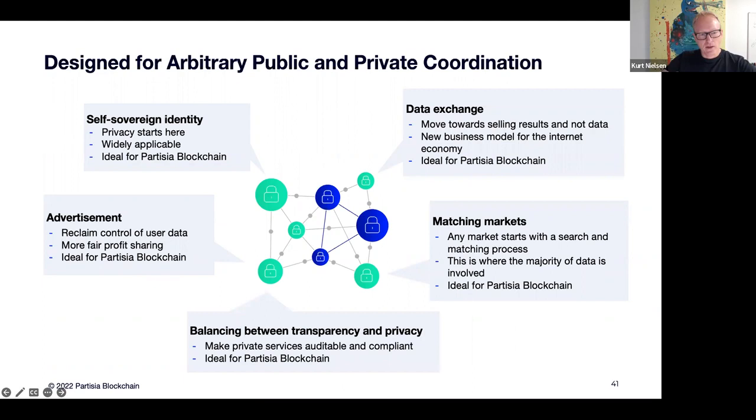So you go in, you have an application sitting in it, solving a certain job in a given jurisdiction, and you're facing certain regulation in that region. You can address that with this arbitrary use of public and private coordination of information. Then we can go in and solve all of these big classes of problems like advertisement or matching service, and I'll get back to this in a minute.